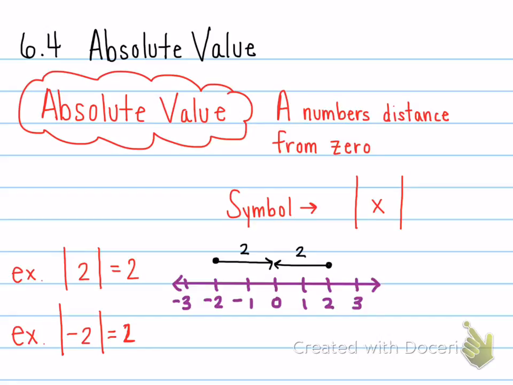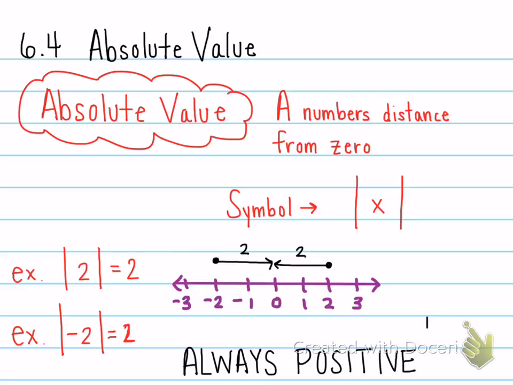So one thing we need to remember about absolute value is that the solution is always positive. The biggest mistake people make is when they see the absolute value sign, they always want to write it as the opposite of the number. It is not the opposite of the number. It is always the positive value of the number.